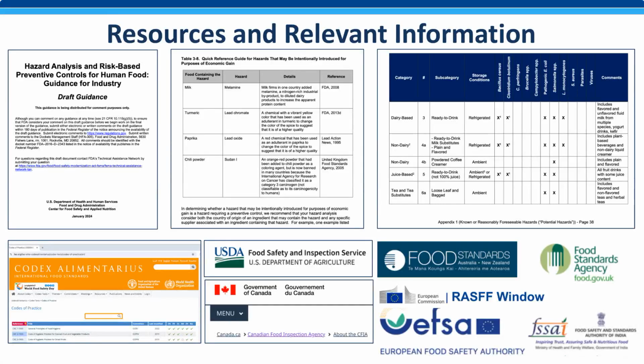So finally, I just mentioned this hazard analysis and risk-based preventive controls for human food guidance for industry. This is a document I quite like, and there's a couple of examples of the sort of information that's in there, which is a quick reference guides for hazards that may be intentionally introduced for the purposes of economic gain. So that would be fraud, but there's lots of useful tables like that in there. And also for your products, there are tables of known or reasonably foreseeable hazards for all sorts of different products. So that's useful and well worth looking at.